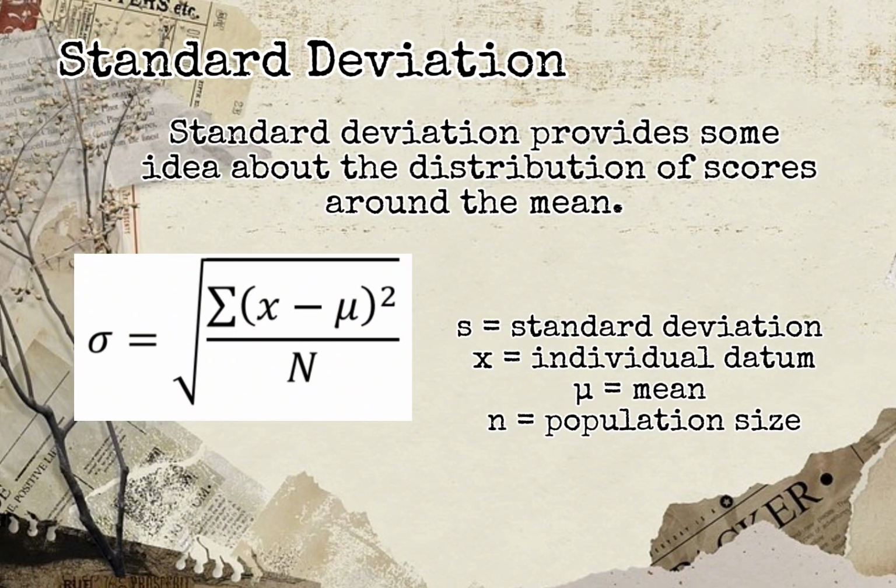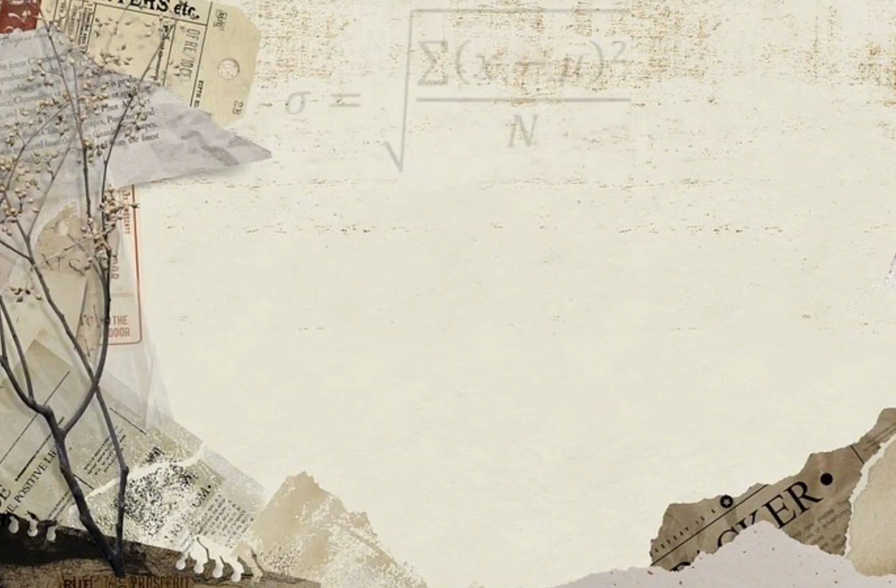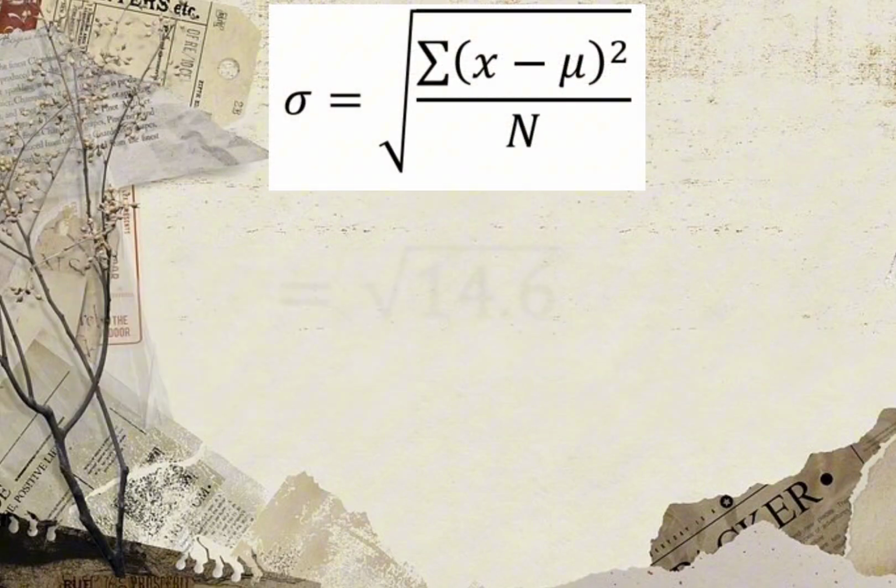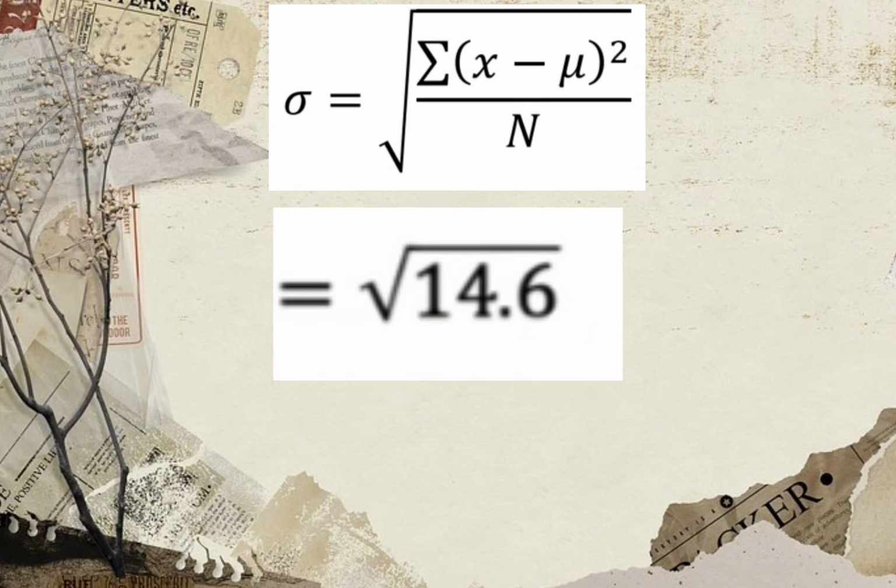So to solve the standard deviation, we will just have to get the square root of the variance. The variance a while ago is 14.6. So the square root of 14.6 using the calculator is 3.82. So our standard deviation is 3.82.